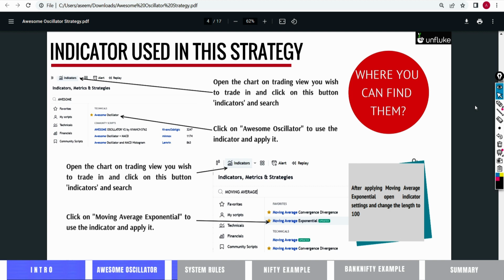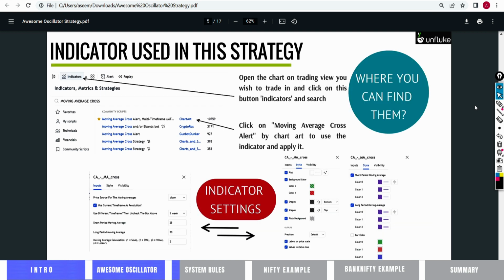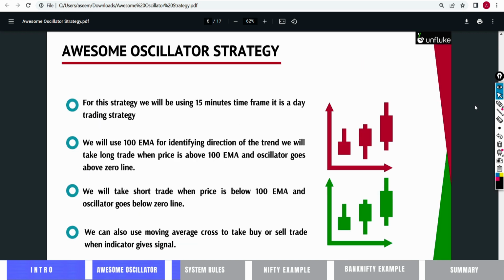So as you can see, to add the indicators pretty easy. Just click on Awesome Oscillator, and then we will also be using the moving average exponential, and in that I will be using the 100 setting. So I will be using 100 EMA and the normal Awesome Oscillator. So let us see how this oscillator works. As I said, we can use in different time frames. I will show you some examples on 15 minutes, but I also use it on a smaller time frame like 5 minutes or 10 minutes because I do it for intraday.